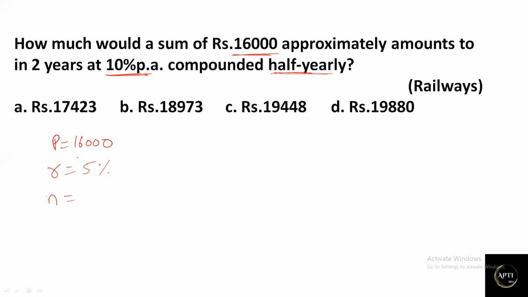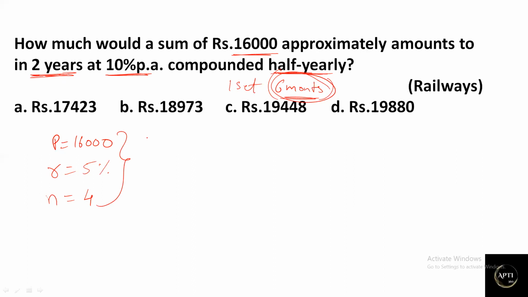Now what's the value of n? Can I write directly n equals 2 years? No, because here it is compounded half yearly. Half yearly means we have 6 months as one set. But in the given value we have 2 years. How many 6 months are present in 2 years? Can I say that there are 4 six-month sets in 2 years? So n value is nothing but 4. That's it, we are done with the final data.